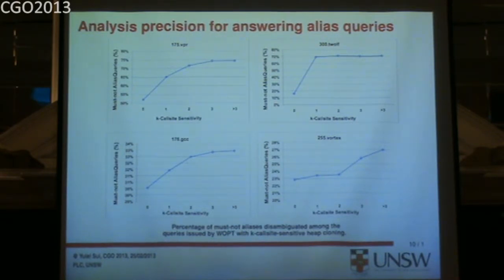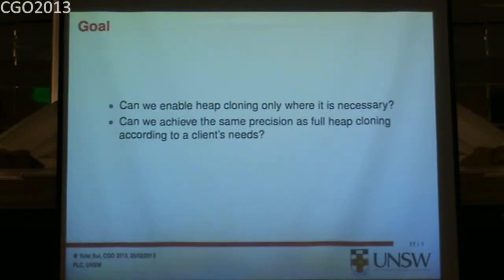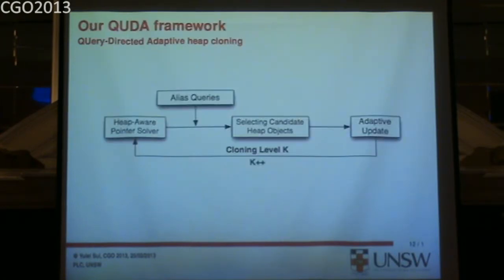And k-call-site-sensitive analysis with a fixed k also has a problem because different programs have different behaviors. Therefore, you cannot pick a fixed k to satisfy all the programs. Our goal is to enable heap cloning only where it is necessary and achieve the same precision as full heap cloning. Here is our QDA framework, query-directed adaptive heap cloning.